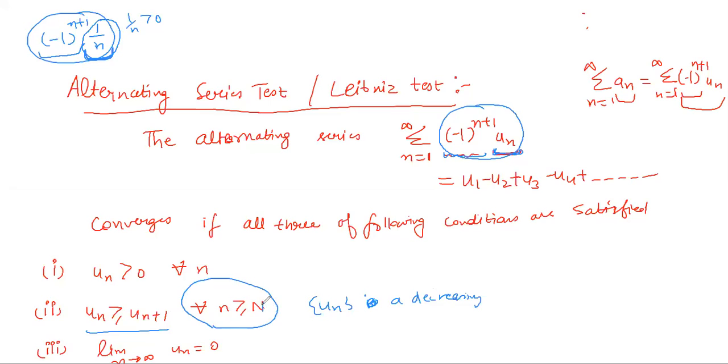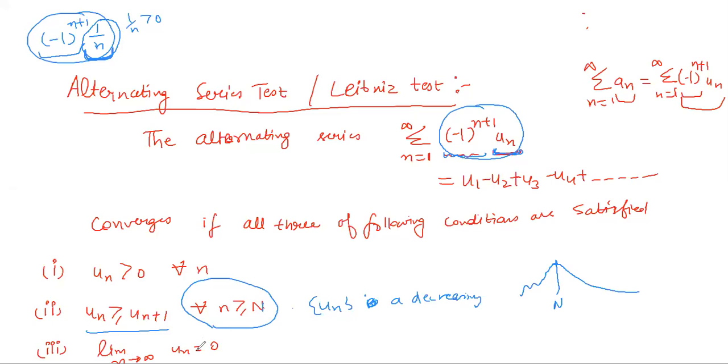And for all n greater than or equal to N, we already know its meaning, that the decreasing behavior of the terms may not start from the very first term, but it may be like, starting it's increasing or it's oscillating, whatever it can be, but there exists a capital N, after that it is monotonically decreasing. So that behavior should be shown by the general term un.